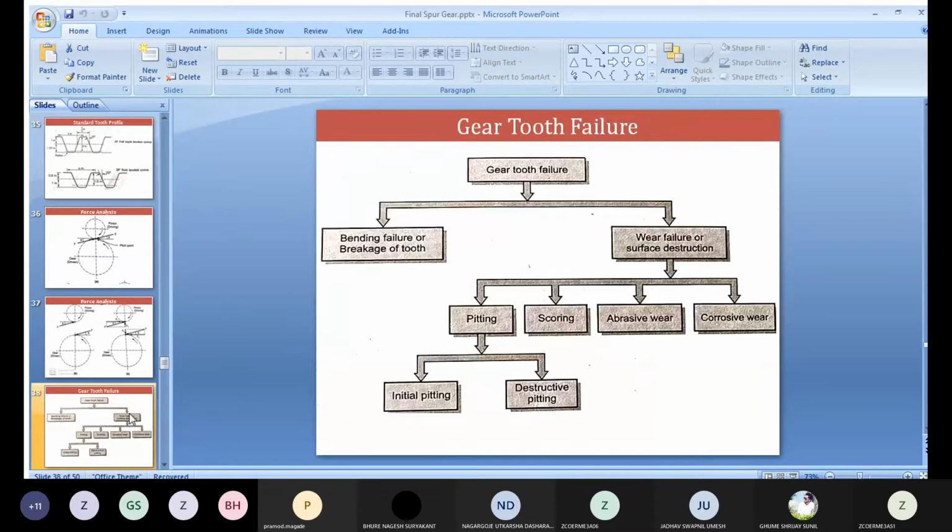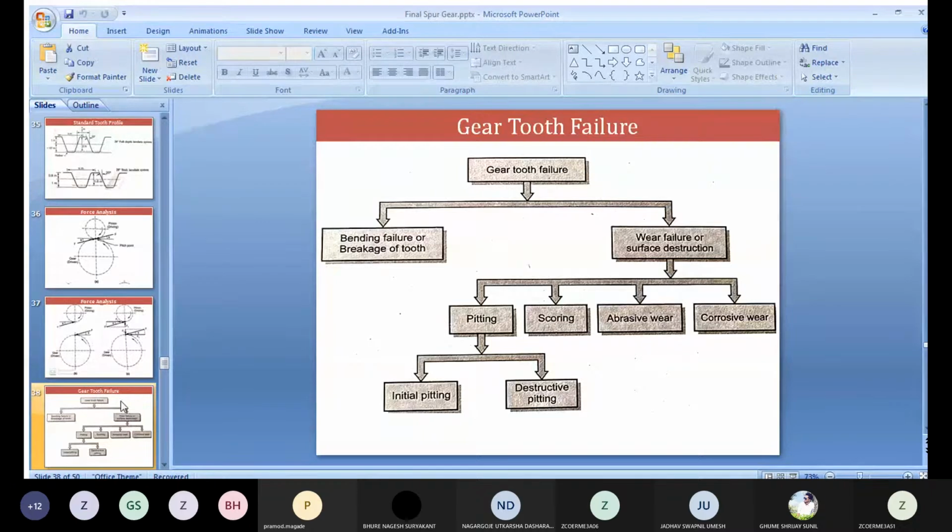So how does it break, what are the reasons behind this failure, that we are going to learn, and these reasons are applicable to all types of gear teeth, whether spur, bevel, worm, or helical. They are applicable everywhere. So I'll tell you, in case of gear tooth failure, the basic two criteria of failure: one is bending failure and the second one is wear failure.